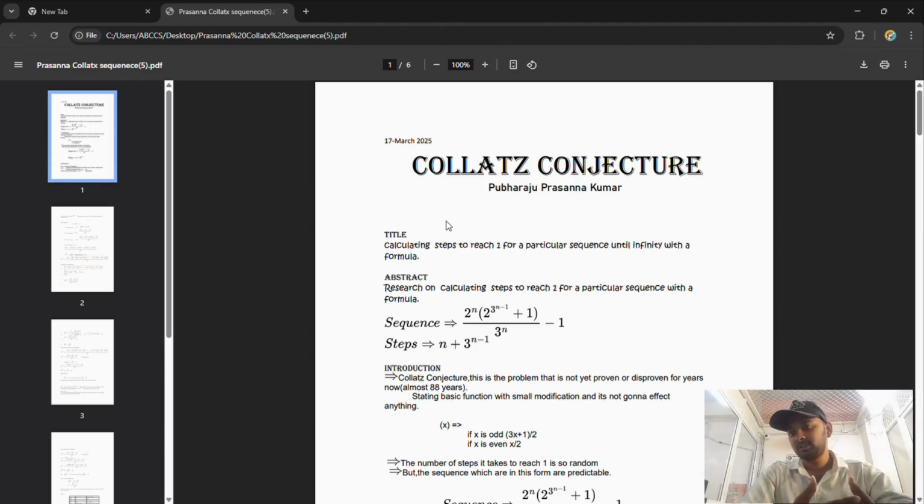So let's take a number like 8. If it is an even number, we need to divide it by 2. So it will be 4. And 4 is also an even number. We divide it by 2, and we will get 2, which is even. And we divide it by 2. We get 1. Here 1 is an odd number. What we do to an odd number is multiply it by 3 and add 1. It will become 4.